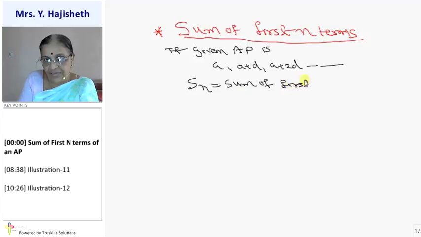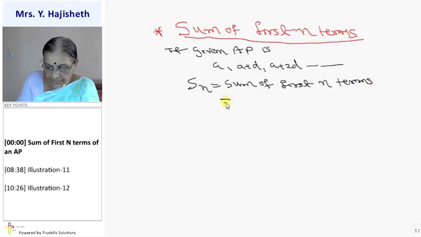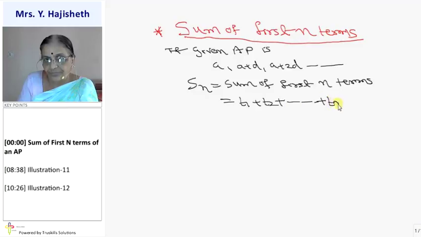We cannot take terms from in between, only the first n terms. Okay, it is not from in between. That is T1 plus T2 plus dash dash dash plus Tn. This is the meaning of Sn.